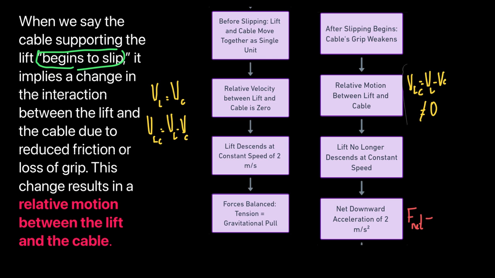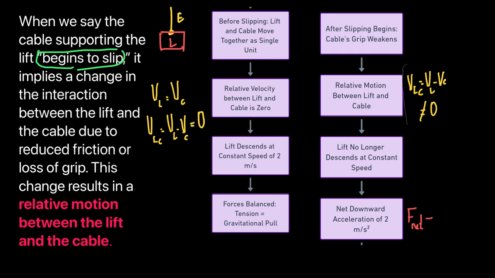If we consider VL to be the velocity of the lift and VC to be the velocity of the cable, before slipping, the velocity of the lift is equal to the velocity of the cable, which means the lift and cable are traveling together. Here is the diagram: this is the cable, and then we have here the lift. When the velocity of cable is equal to the velocity of lift, the relative velocity of lift with respect to cable is VL minus VC. Since both are equal, this would be equal to 0.